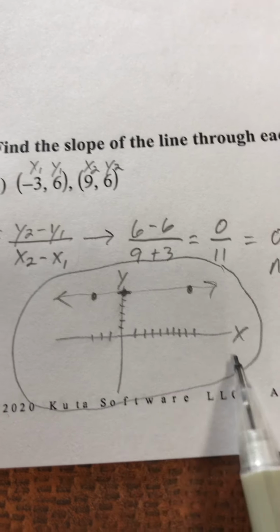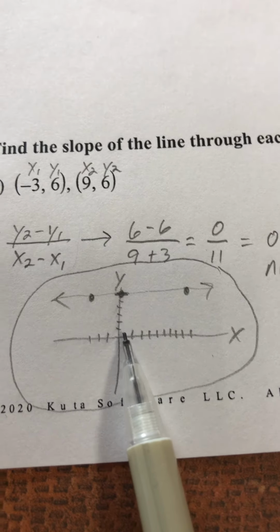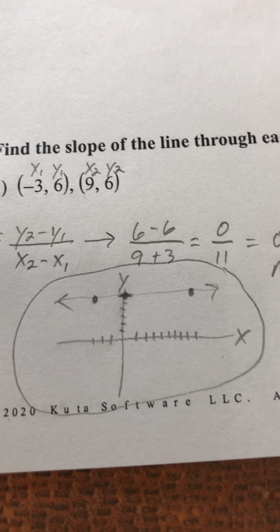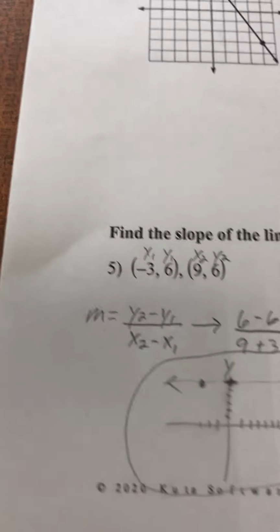And I did this little graph here for you. If I went to these 2 points, (-3, 6) and (9, 6), and I connected these 2 points with a line, notice how it's just a horizontal line. There is no slope. It's not tilting up or down. It's a no slope, so that makes sense.